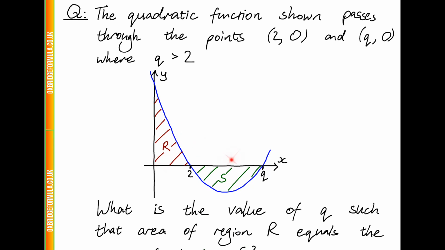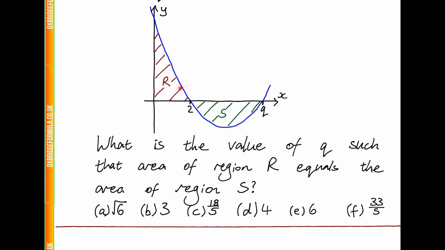The areas R and S are marked on the diagram, and we are asked to find the value of q such that the area of the region R is equal to the area of the region S. We are given 6 different options for the value of q. Pause the video and have a go at doing this for yourself.